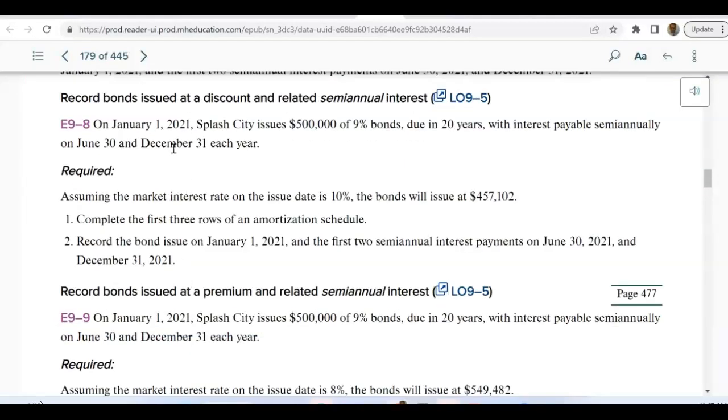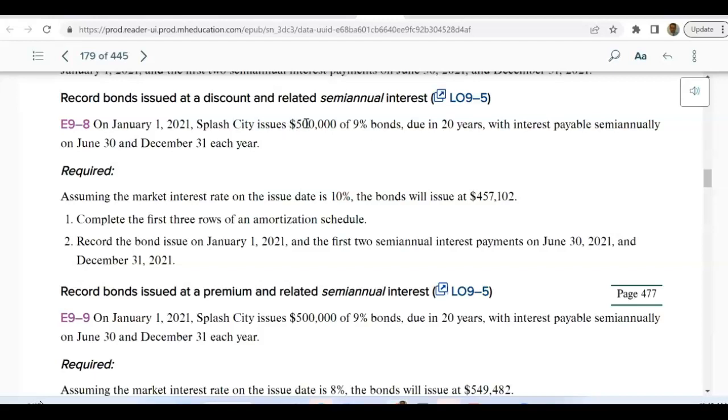Okay, on January 1st of 2021, company issues $500,000, 9% bonds. Companies, they have 2 ways to raise capital. Either they issue stock or they borrow. The normal way that corporations like to borrow is issuing bonds. They issue corporate bonds and raise capital. They might also go to a bank and borrow that way, but that might be a little bit higher interest rate in some cases.